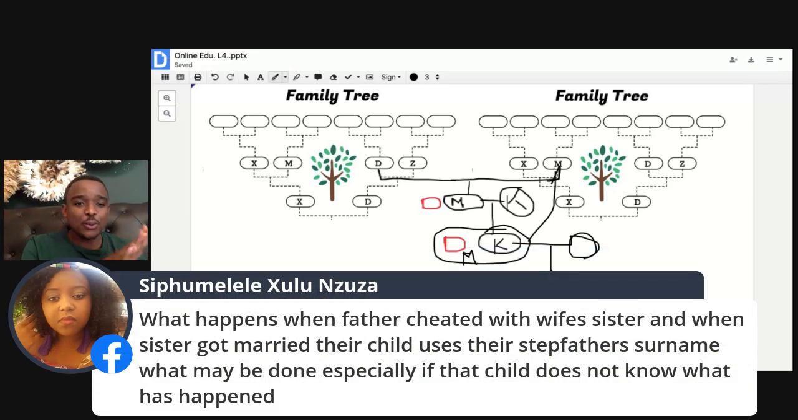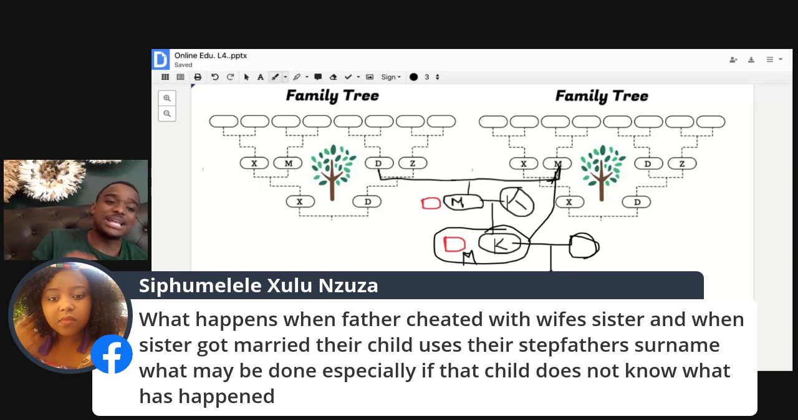Okay, Spumelele Kulu says, what happens when the father cheated with his wife's sister, and when the sister got married, their child uses the stepfather's surname? Okay, let me read this again slowly. What happens? The father cheated with the wife's sister. When the sister got married, their child uses the stepfather's surname. What may be done, especially if that child does not know what happened?